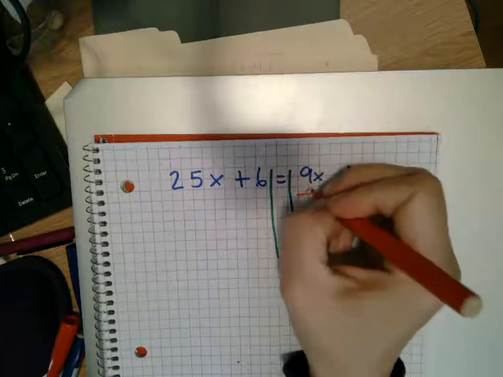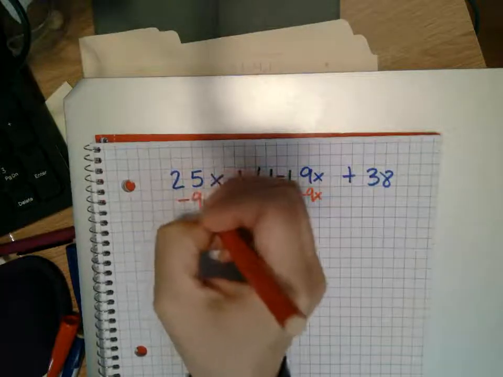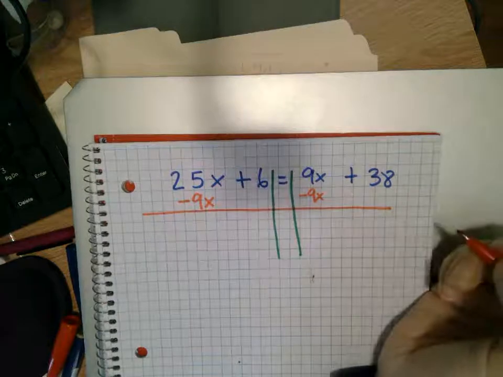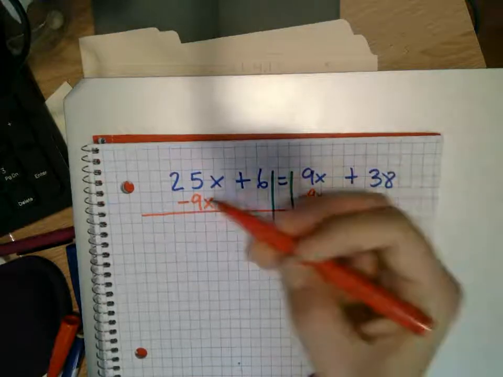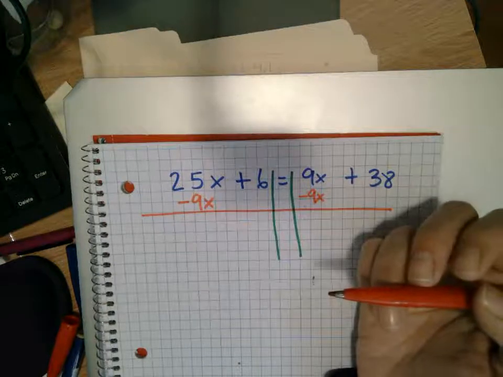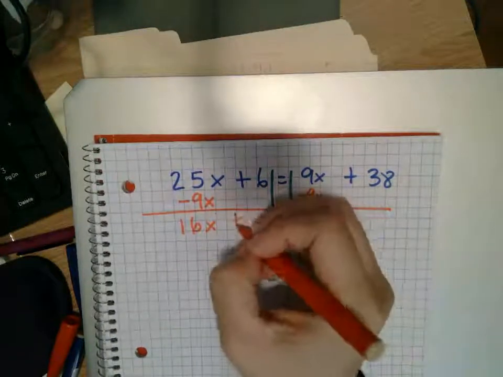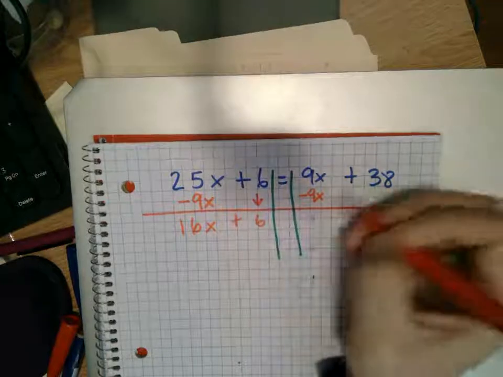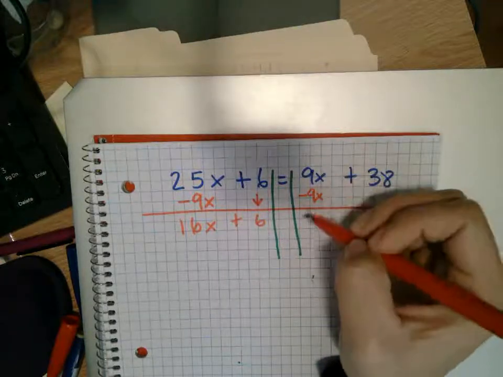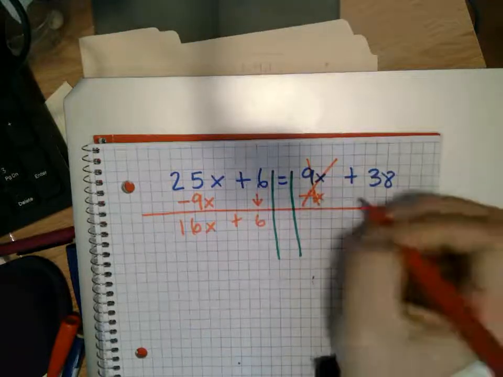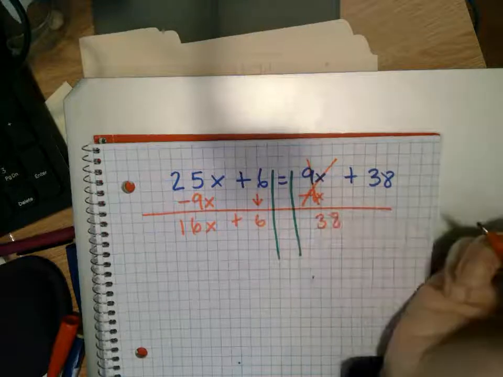So I'm going to go minus 9x on both sides. This eliminates, so we're going to do the math. What's 25 minus 9? That's 16 plus the 6. This eliminates, right? It's a 0. We're good. We're happy. We're going to bring down the 38.